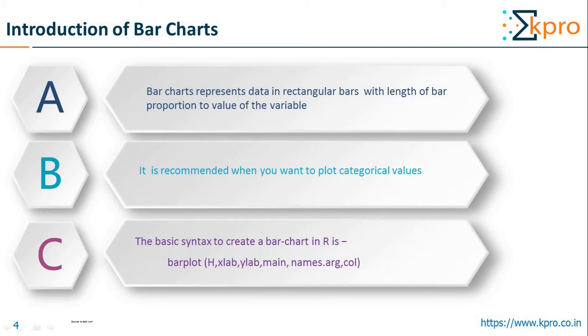names.arg and color, where h is a matrix or a vector which is supplying data to the bar chart. Xlab is the label of the x-axis, ylab is the label for the y-axis, main is the title of the bar chart, names.arg is the vector of names appearing under each bar, and color gives color to the bars of the bar chart.